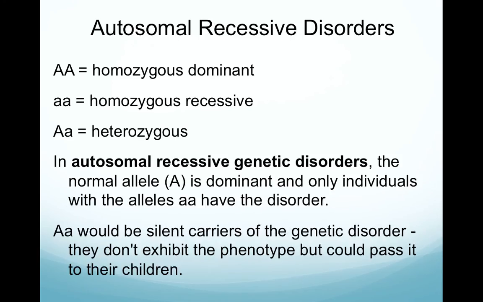In autosomal recessive disorders, the normal allele is uppercase and the abnormal allele is lowercase or recessive. So only individuals with both recessive alleles, that would be the homozygous recessive individuals, would then have the disorder. You can have a carrier state because heterozygous individuals would not manifest with the disease, but they could potentially pass it on to their offspring.